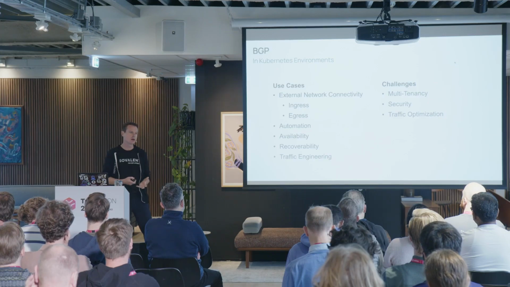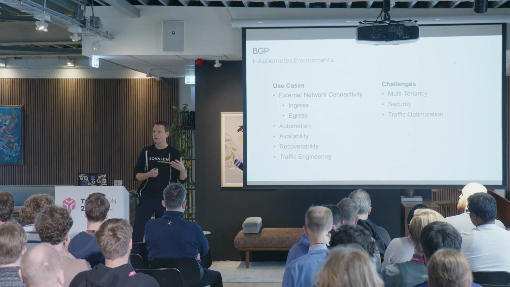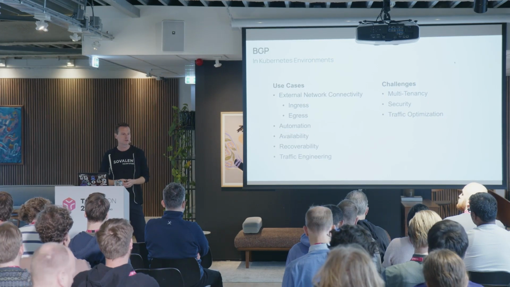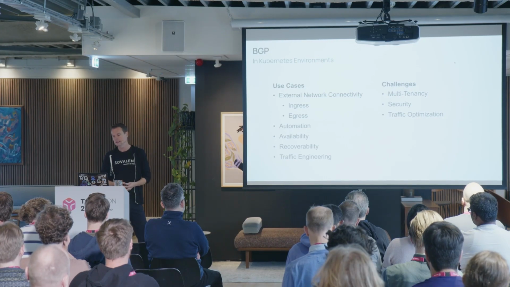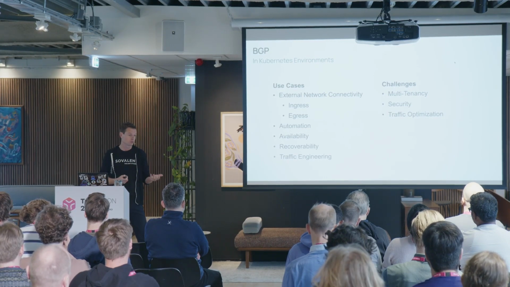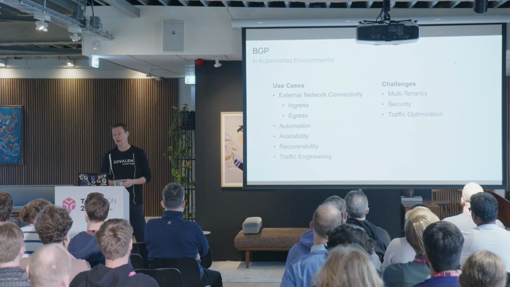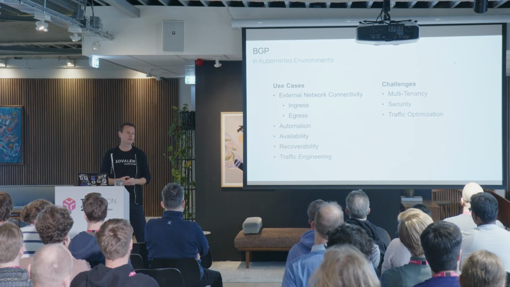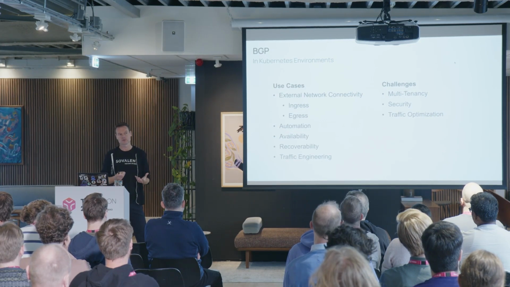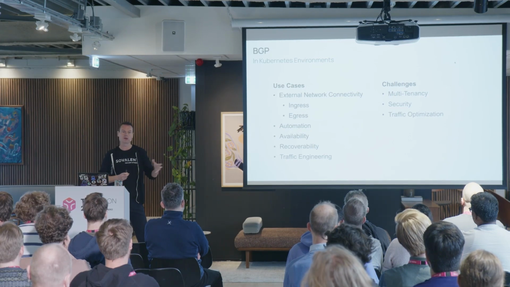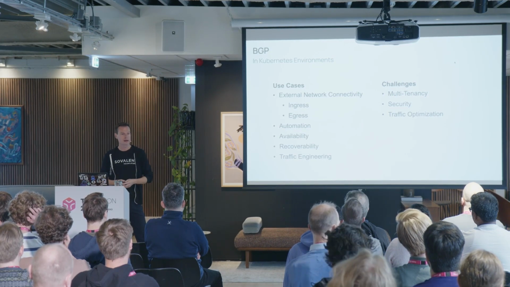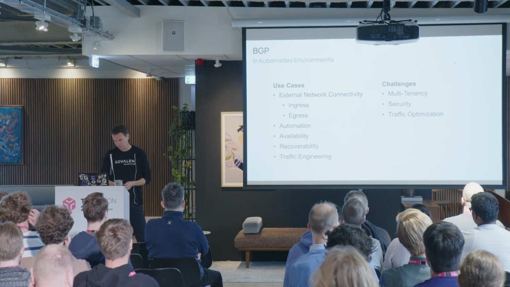Some challenges here are multi-tenancy. What if you run multiple teams, multiple applications, which need to connect to different sources or destinations on the network? How am I going to secure those applications? And how am I going to optimize the traffic? So how am I using, for example, load balancing on top of Cilium, and where do I terminate those services to make that highly available as well?